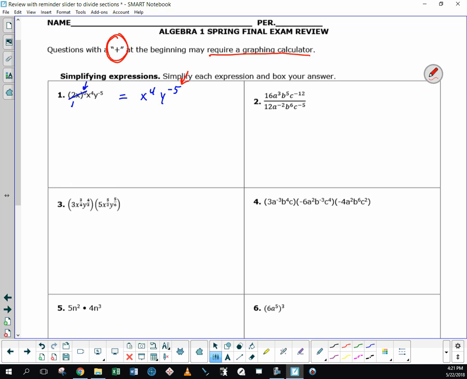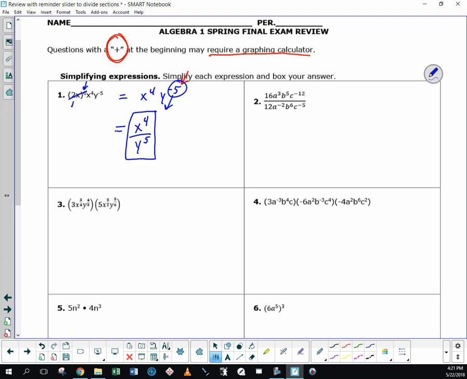Now, we don't want to keep a negative exponent, so what we're going to do is move that exponent because the negative exponent is telling us to move its location. So then I would have x to the 4th over y to the 5th, because if I move it, I'm going to drop it down to the denominator. There's nothing else that we can simplify, and that's our final answer for number 1.